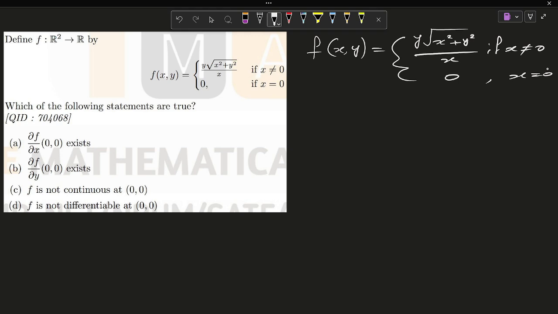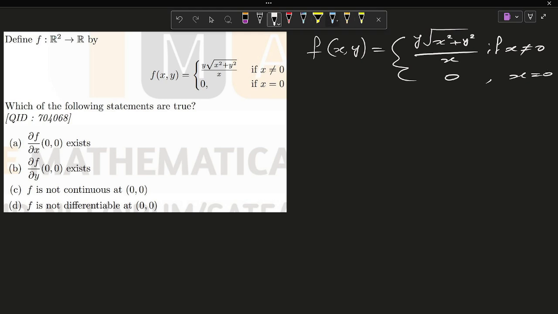Now we have to check which of the following statements are true. Option A says that the partial derivative of f with respect to x at (0, 0) exists. For B, del f del y at (0, 0) exists. Option C, f is not continuous at (0, 0), and option D, f is not differentiable at (0, 0). Firstly I am going to check option A.